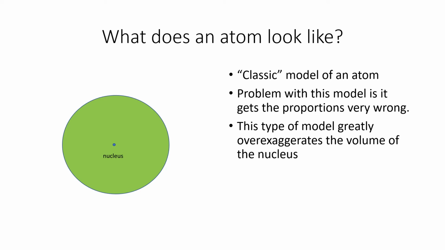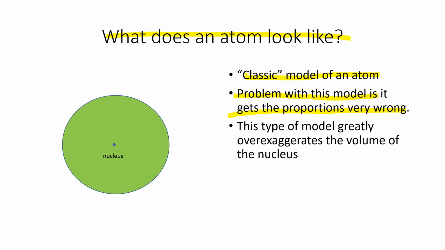You have probably seen at some point, either in a textbook or a previous science class, what we would call the classic model of an atom. That's kind of shown on the left with the picture. You have a nucleus in the middle, and then everything surrounding it. It's almost the same model you would use in biology for a human cell. There's a problem with using this model for an atom. It gets the proportions extremely wrong. It's not an accurate viewing of what an atom looks like.